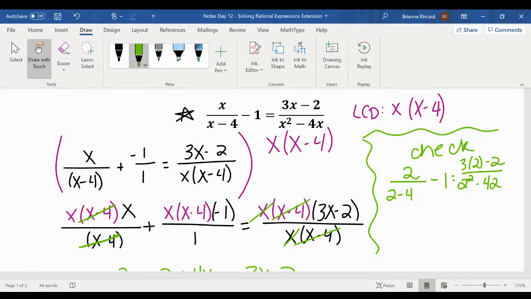And what you will notice, everyone can see where I've made the mistake, is these should all be negatives. So this should be negative 2 over negative 2 minus 4, 3 times negative 2, and then negative 2 squared over 4 times negative 2.